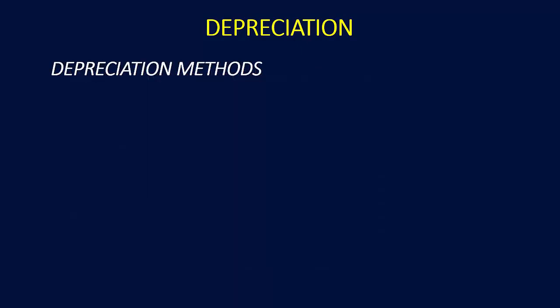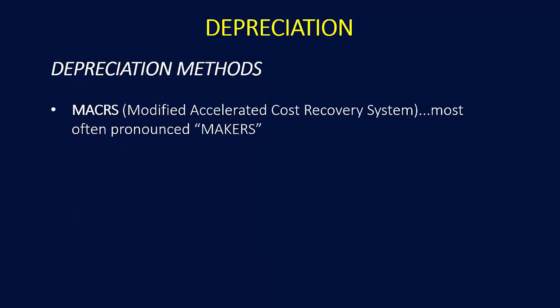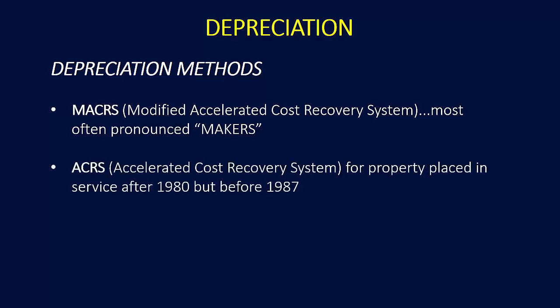Now, we spoke about depreciation methods just a moment ago. One of the depreciation methods is called MACRS, M-A-C-R-S, or the Modified Accelerated Cost Recovery System. There's also ACRS, or Accelerated Cost Recovery System, and ACRS covers property placed in service after 1980 but before 1987. And there's straight-line depreciation.